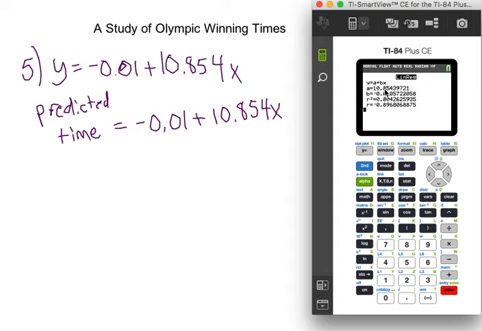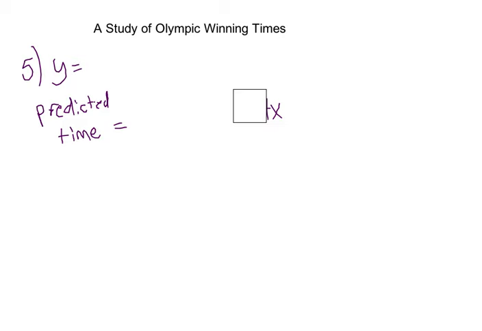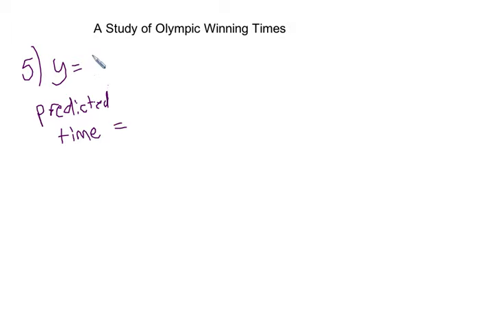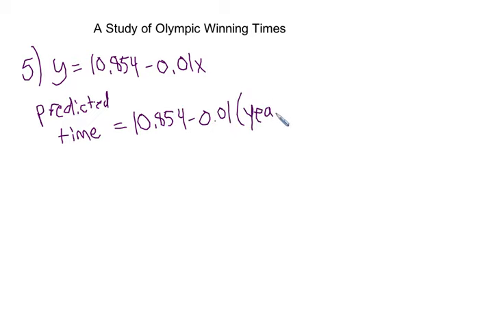I got my A and B backwards. What am I doing with my life? Yep, I got that backwards. Scratch that. Negative 0.01. Am I doing it backwards again? Yes, I am. Predicted time equals 10.854 minus 0.01 times the year. So that would be your correct regression equation. Sorry about that, guys. I just didn't want to go start the video over.